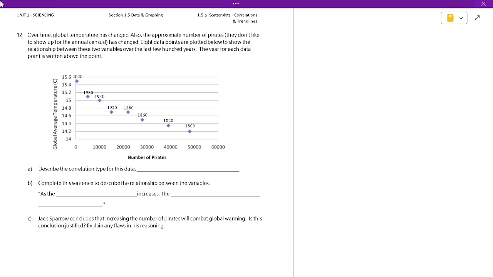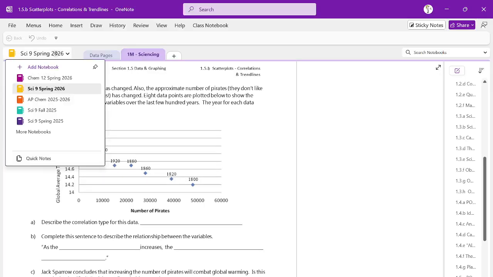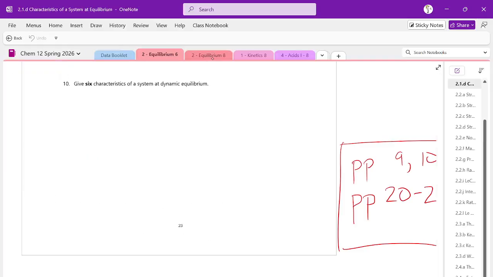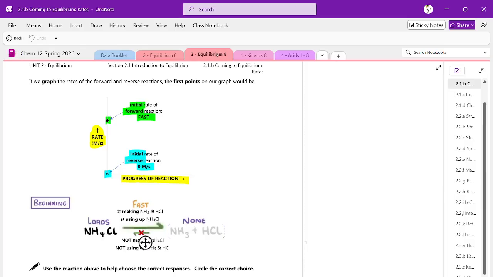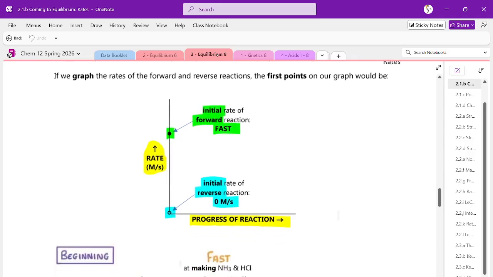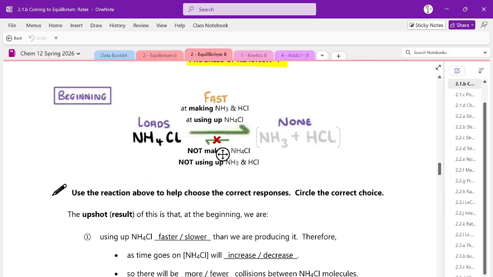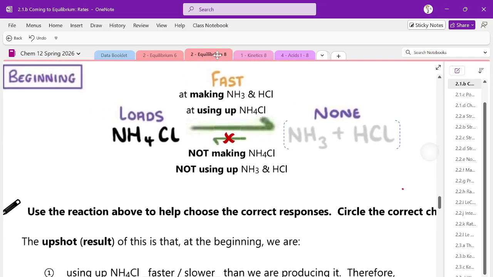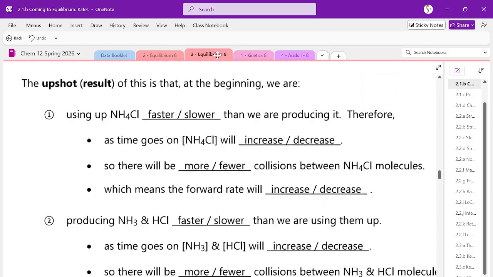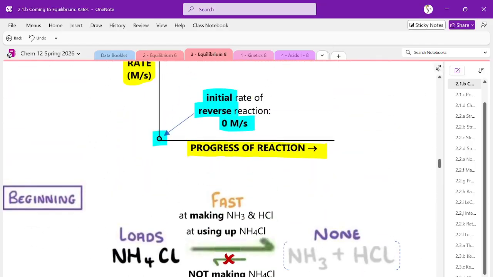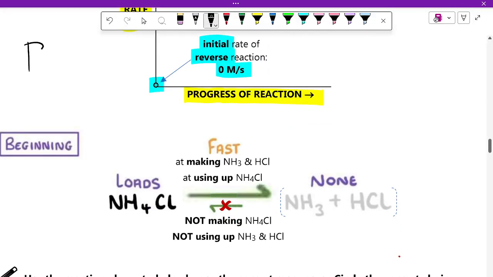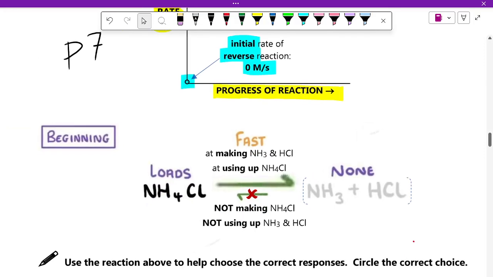Okay. So when last we left, we were not doing Science 9, we were doing Chemistry 12. Yay. Okay, and when last we left, we had the reaction where we had NH4Cl on the left, and we had NH3 and HCl on the right, and we were on page 7. Just finished page 6, just barely started page 7. We highlighted the 2 dots, okay?